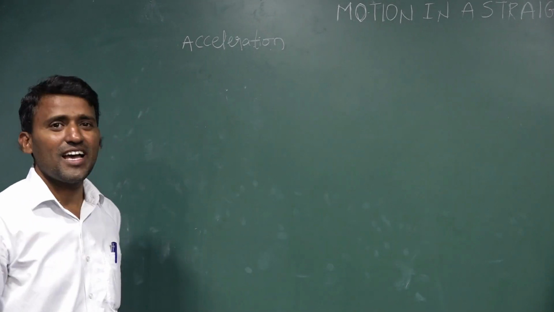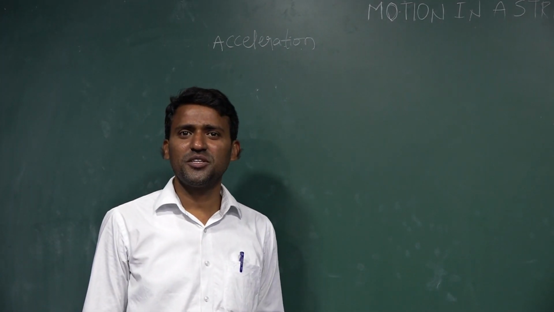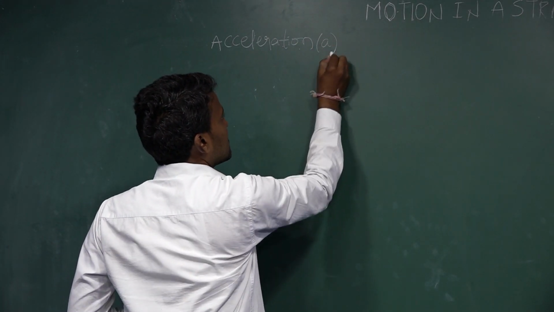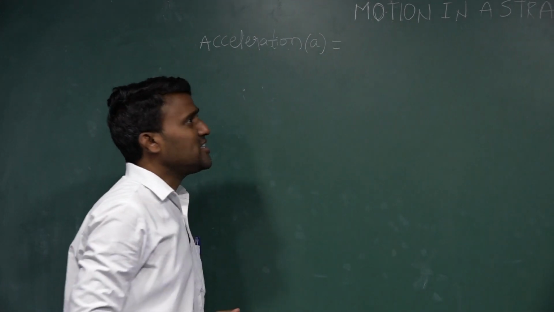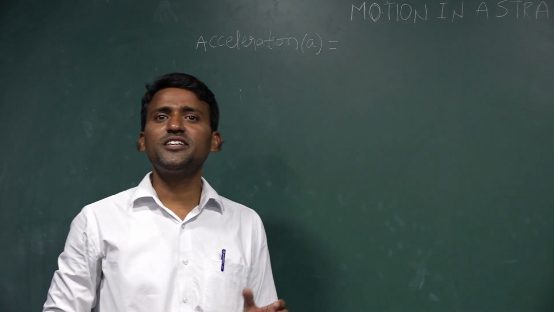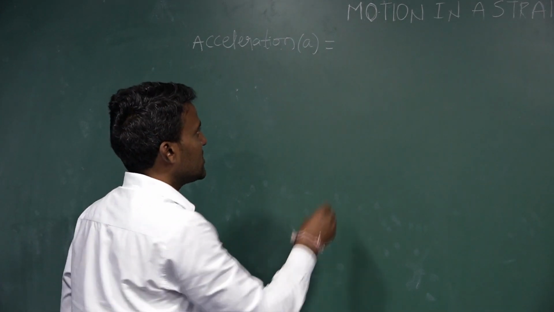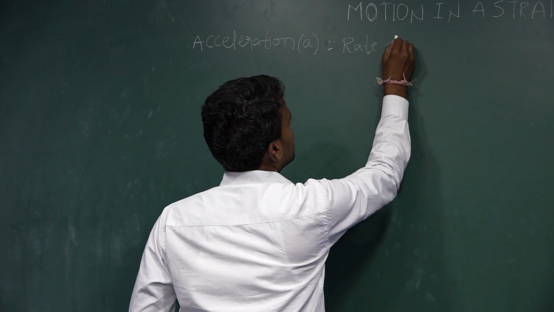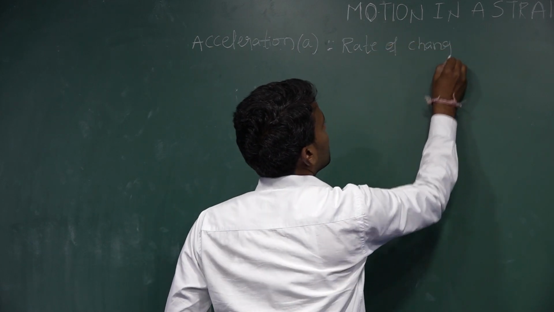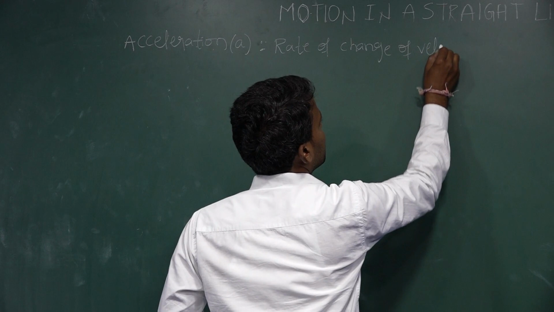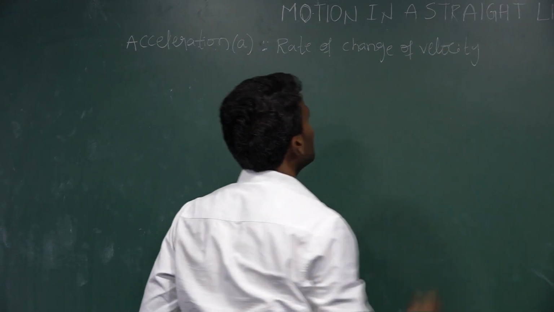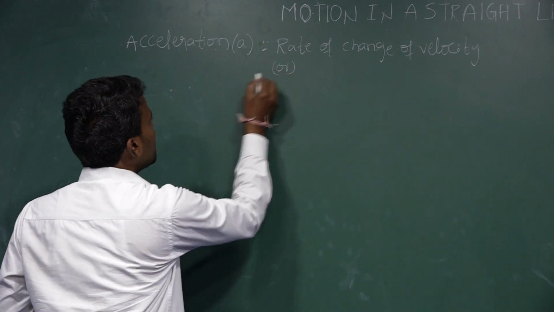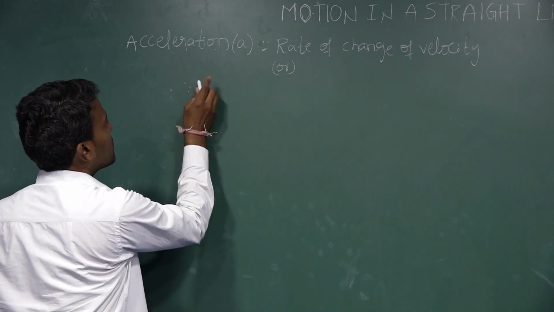Acceleration. What is the definition of acceleration? The acceleration symbol is A. Rate of change of velocity is called acceleration. I am giving the definition: rate of change of velocity is called acceleration. And also we can give one more definition: change in velocity per unit time interval.